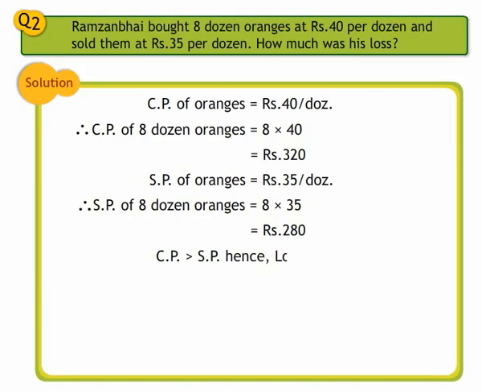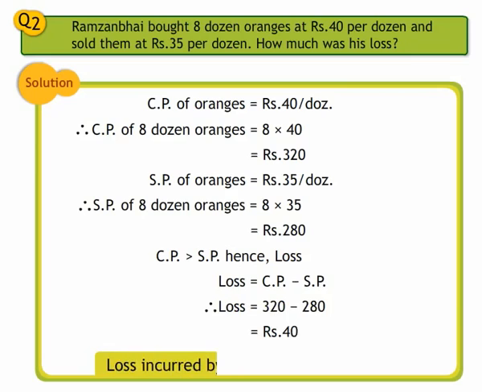The cost price is greater than selling price. Hence, there is a loss. Loss is equal to cost price minus selling price. Therefore, loss is 320 minus 280, which is rupees 40. Thus, loss incurred by Ramzan Bhai was rupees 40.